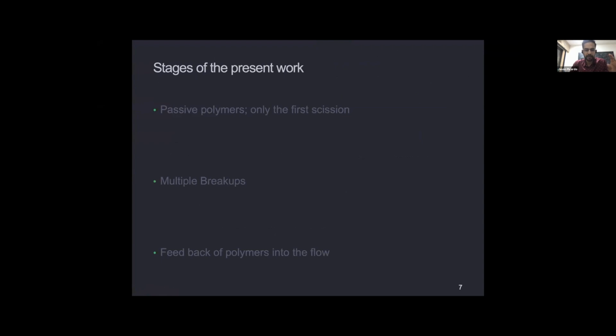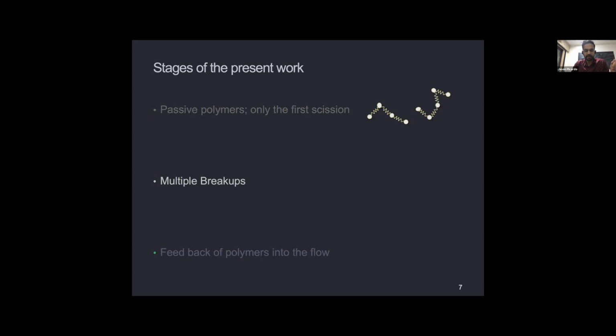Okay, so I'm going to talk about these three things today. So first, I'll start with passive polymers, which are basically very dilute polymers that do not feed back on the flow. And I will just study the one-way coupling of how the fluid causes them to break up and study some of the properties of that scission. And we'll also just look at the first scission event. So you have a molecule and it breaks up the first time. So we just study that as a first step.